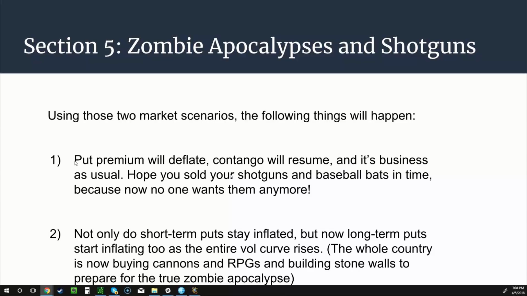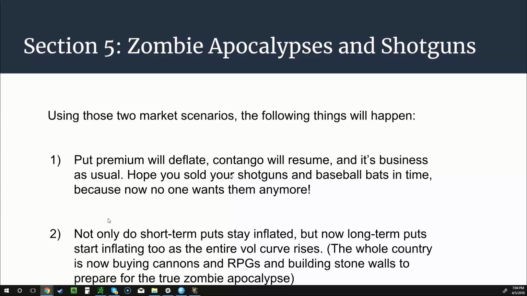All right, so if the first thing happens, the put premium that just got blown up will just deflate. Contango will take back over, and it's sort of back to the bull market. And if you were holding long puts that got really expensive and didn't sell them, you're going to be kicking yourself in the butt because they're going to go from $27 back down to $9. Just a heartbeat. Now it happens just so fast.